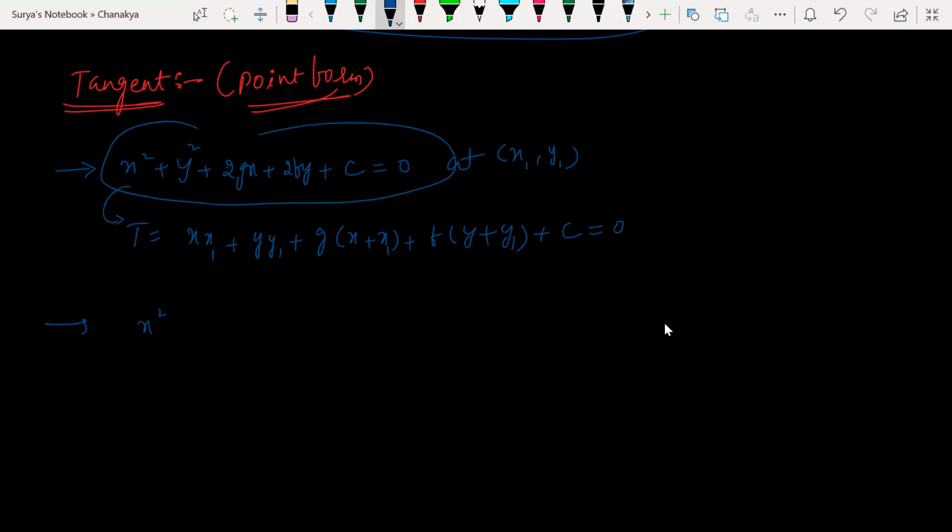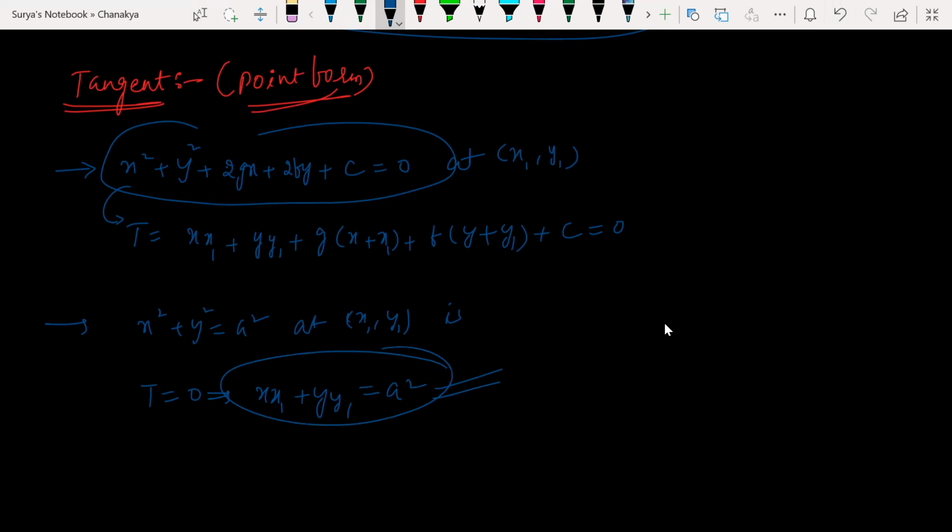For this circle, at x1 comma y1, same thing, t is equal to 0. So what will happen? It will be x into x1 plus y into y1. Instead of x square, x into x1. Why? Because we have a point here, x1 y1, already is equal to a square. This is the condition.